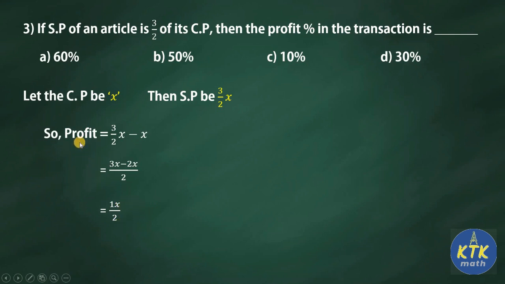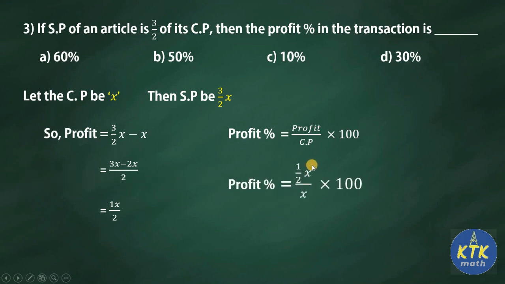So profit is 1 by 2x. What are they asking in the question? They are asking profit percentage. So for profit percentage, we know the formula: profit by CP into 100. So substitute the values here. Profit is 1 by 2x, cost price is, as we assumed, x, multiply with 100.